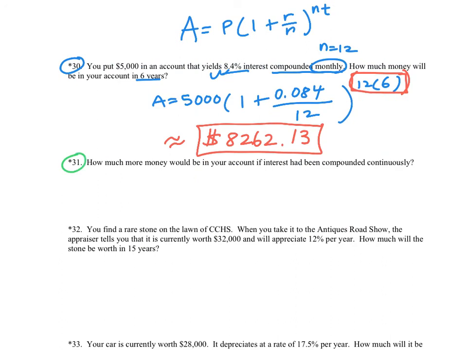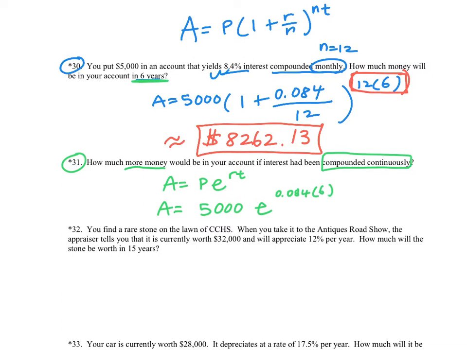Number 31 says how much more money would be in your account if interest had been compounding continuously. So here's the keyword, compounding continuously, means I will be using this formula here. Okay, again, this will be provided to you. You just need to know when to use what. So let's go ahead and plug in the values. I would have had $5,000, e, it's a button in your calculator that represents about 2.7. Rate is 0.084. t, still after 6 years. So again, 0.084 and 6, that product is in your exponent, so be careful of that.